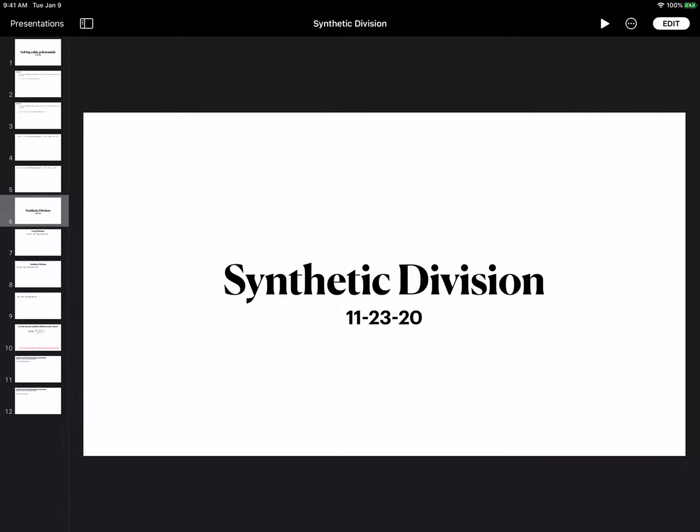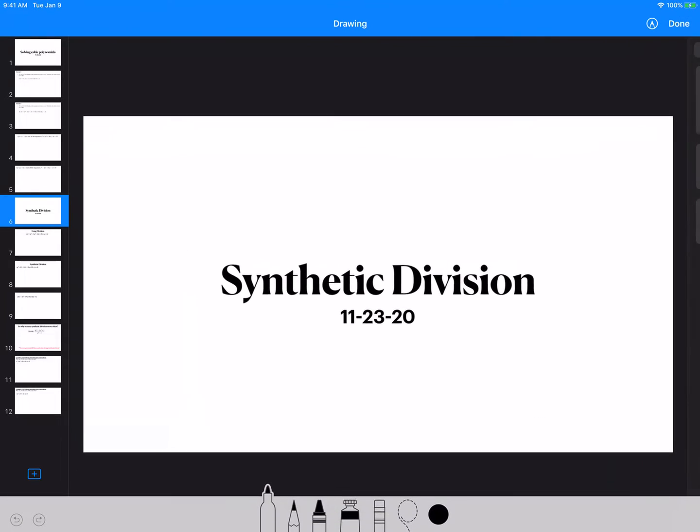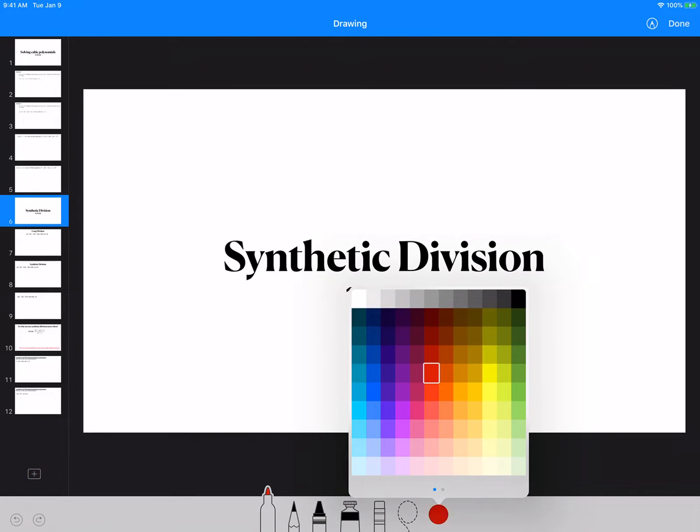Hello class. For today, I'm going to be talking to you guys about synthetic division and how to solve polynomial equations, or division of polynomial equations. Since we talked about long division, you're going to find that the synthetic division way is much easier, and obviously it's something that you prefer.